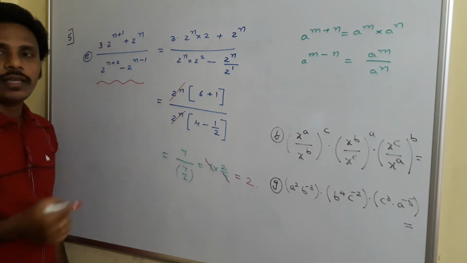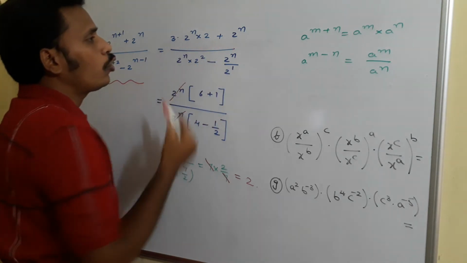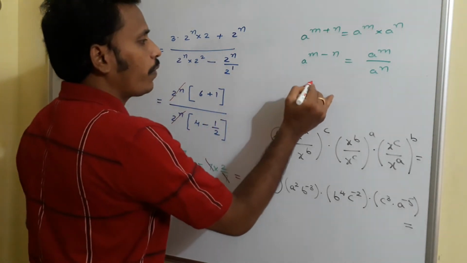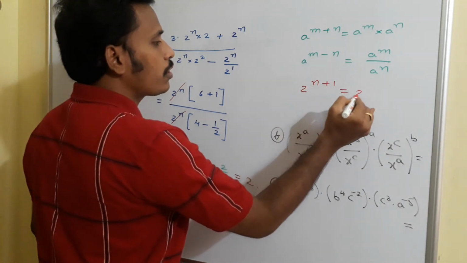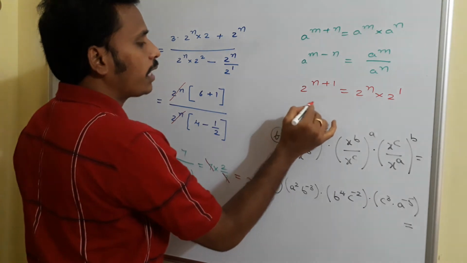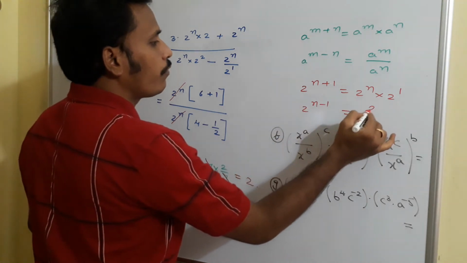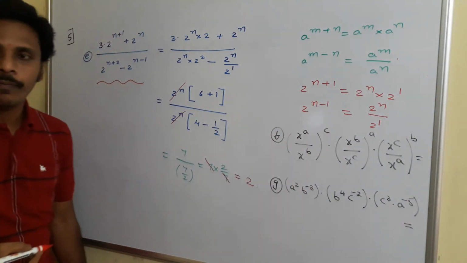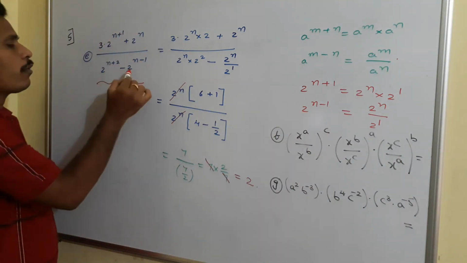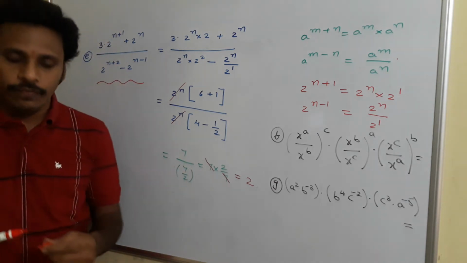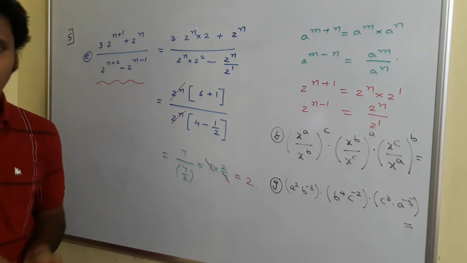2 power n plus 1 can be written as 2 power n into 2. Okay, so here we use these two. One thing is 2 power n plus 1, which is nothing but 2 power n into 2 power 1 by the first law, and the other thing is 2 power n minus 1, which we will write as 2 power n by 2 power 1 with the second law. Okay, so you just replace 2 power n plus 1, 2 power n minus 1, 2 power n plus 2, and on simplification you are left with 2. Okay, that's the problem. Have a look.